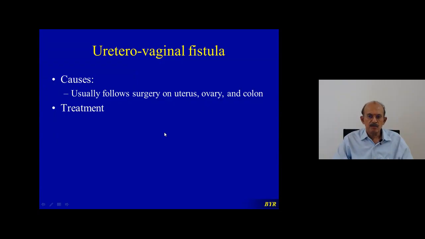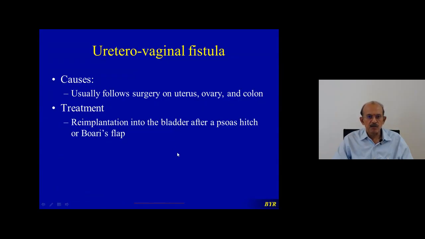Then colon. Which part of the colon is related to the ureter? The sigmoid colon. Yes, good. Treatment of ureterovaginal fistula: you have to reimplant the ureter into the bladder after a psoas hitch or Boari flap. I hope all of you know about Boari flap.